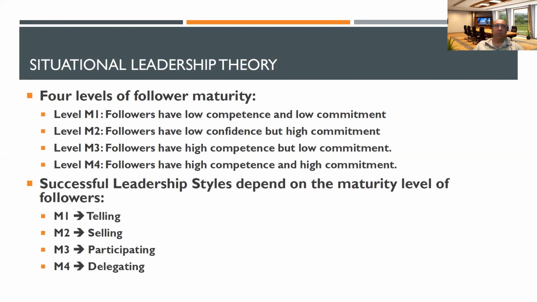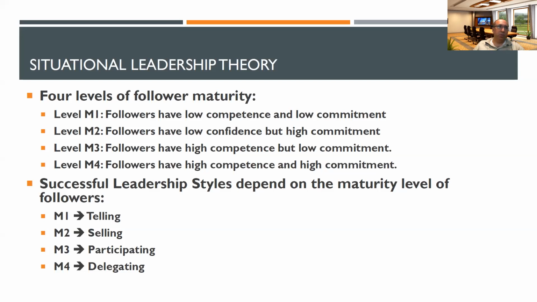Okay, so this is what they're saying here. There's M1, M2, M3, M4. M1 are followers who have low competency, they don't know what they're doing and are not trained, and they have low commitment. So those are the M1s, who need to be supported.